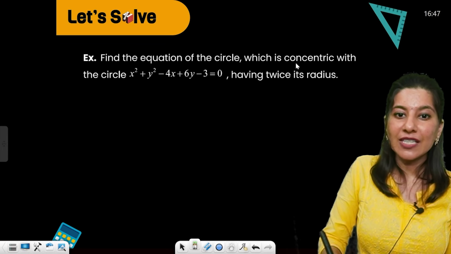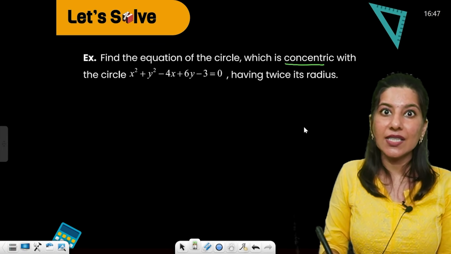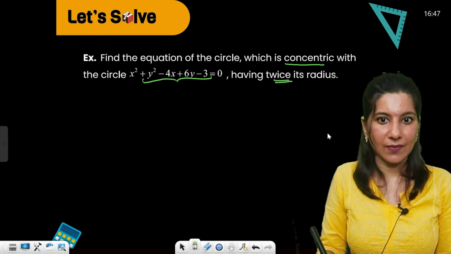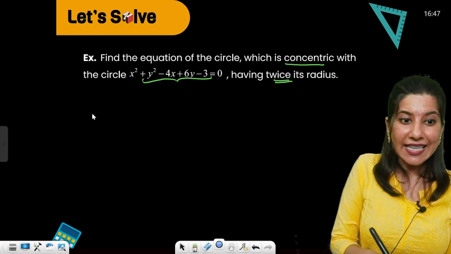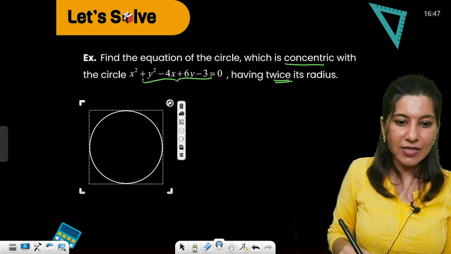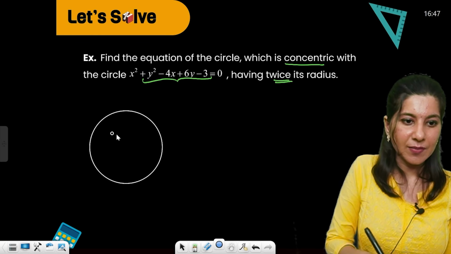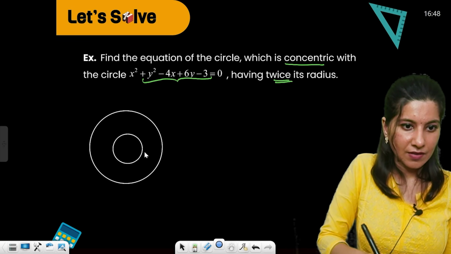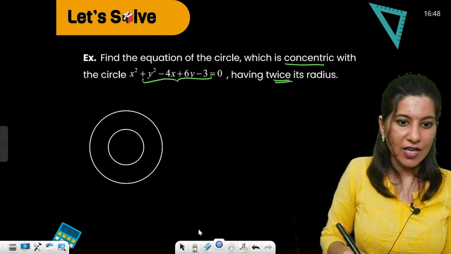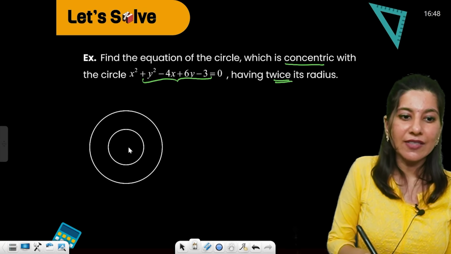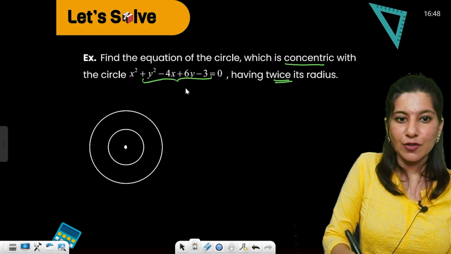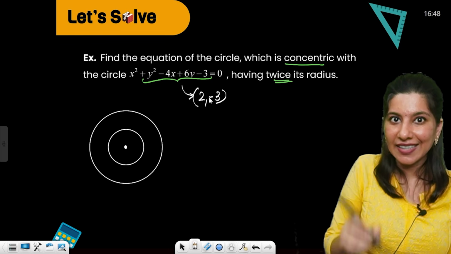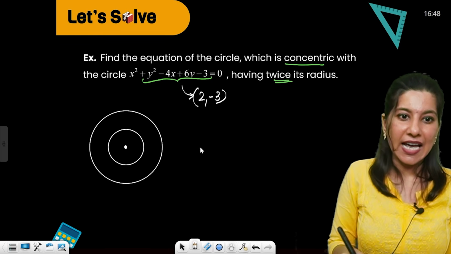Another question. Find the equation of the circle which is concentric with the given circle and has twice its radius. Concentric. Do you know the term concentric? Let me tell you. Concentric means that both circles will have the same center. So this circle has center (2, -3). Getting it? And twice its radius.